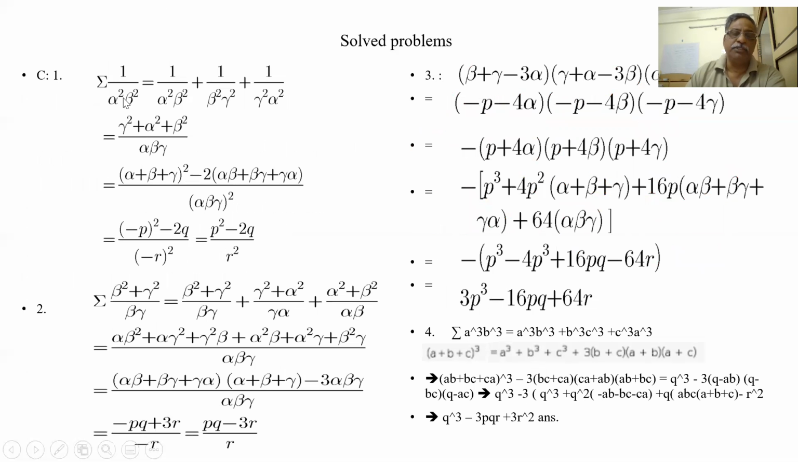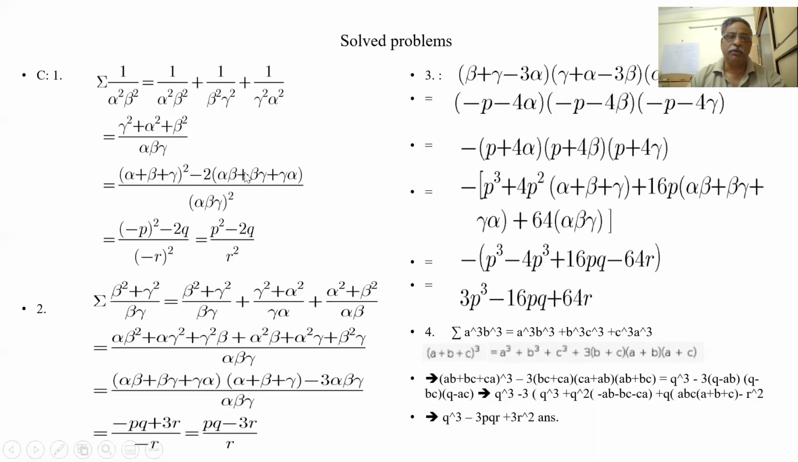So 1 by alpha beta square can be taken as 1 by alpha square beta square plus 1 by beta square gamma square plus 1 by gamma square alpha square. This is sigma. So when I do the LCM, what am I getting here? Alpha beta gamma whole square, and the numerator is alpha square plus beta square plus gamma square. So this is a square plus b square plus c square. This can be written as a plus b plus c whole square minus 2 into ab plus bc plus ca.